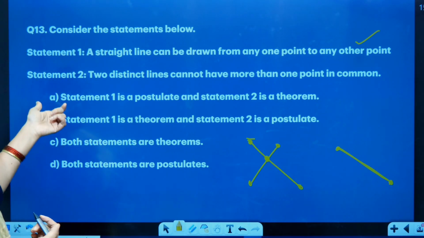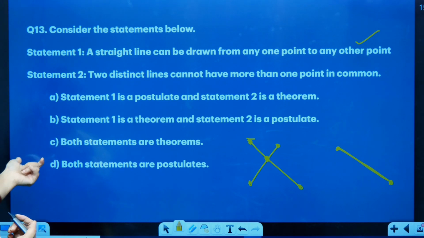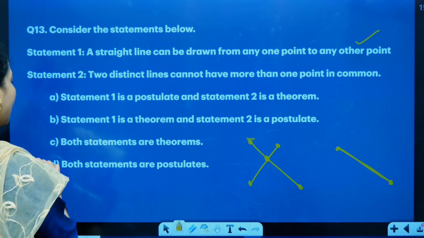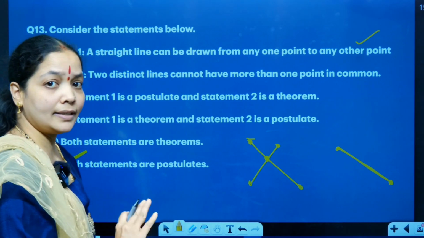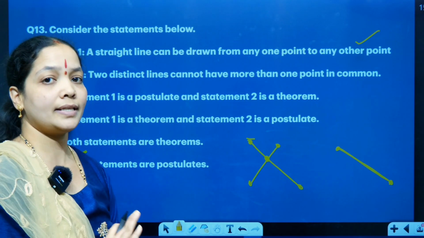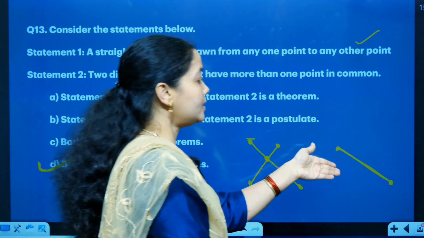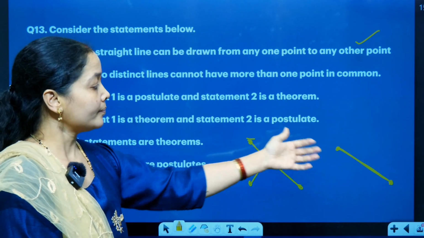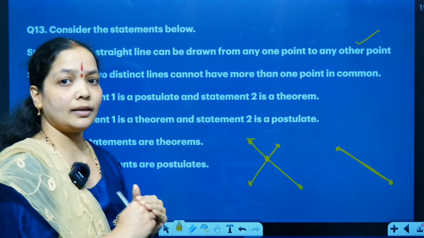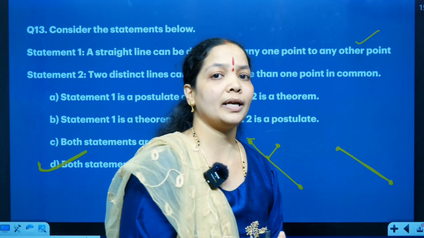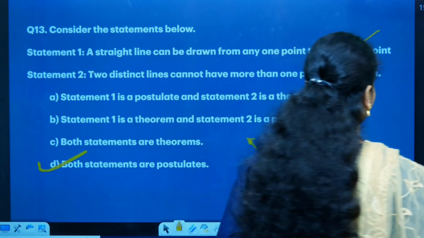Therefore, I will say statement 1 is a theorem, and no, both the statements here are postulates. They are postulates because they are stated completely with clarity, saying that one line can only be drawn if 2 points are given to me and it will be a straight line, and 2 lines can only intersect at one particular point. Both are absolutely stated in a proper manner, so I'll consider option D to be my right answer.